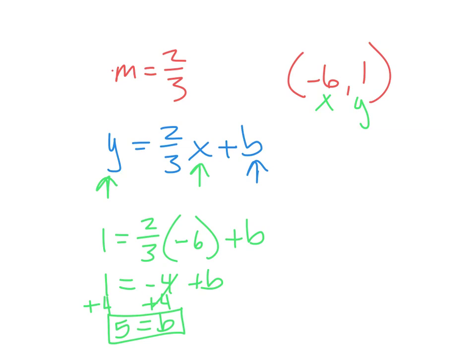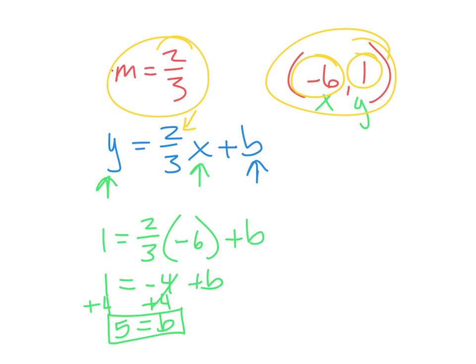So the key is, if you have the slope and a point, you plug the slope into your y equals mx plus b, and then you plug in x and y. Y goes here, x goes here, then you can solve for b. Not too bad, right? Let's do another one.